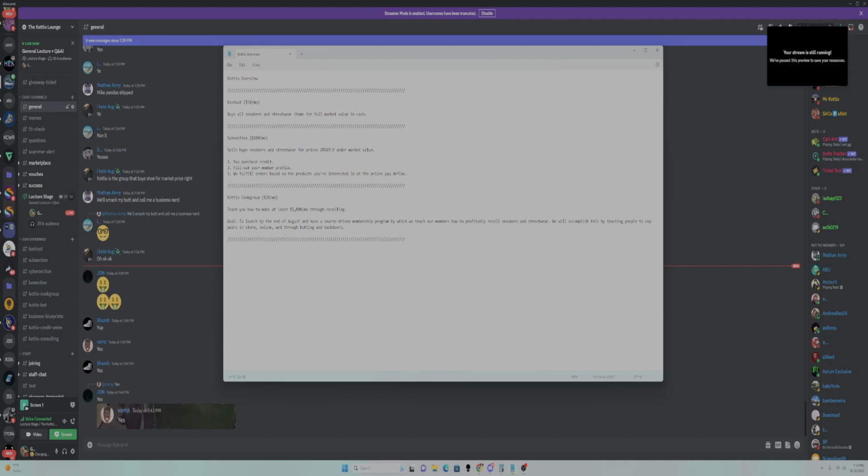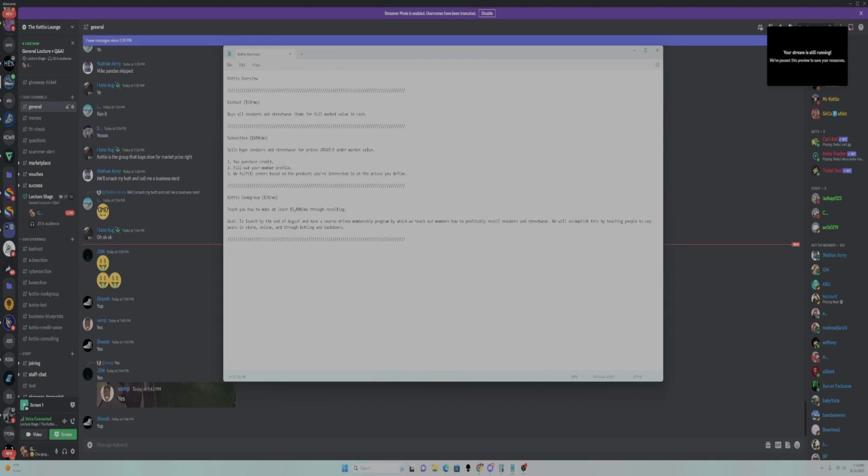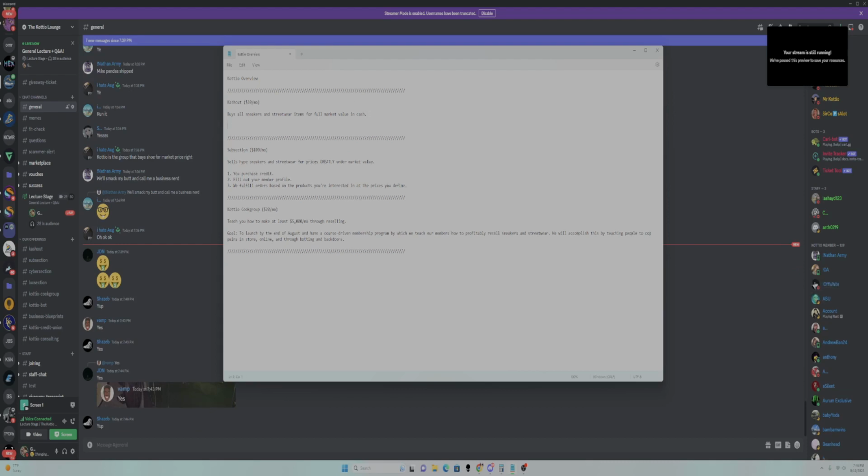So step number 1 is a Subsection member purchases credit. Step number 2 is they fill out their member profile. And step number 3 is we fulfill orders based on the products that they've identified. Does this make sense, the way that Subsection works? Yep, super, super simple. And then in Kashout, very, very similarly, right?